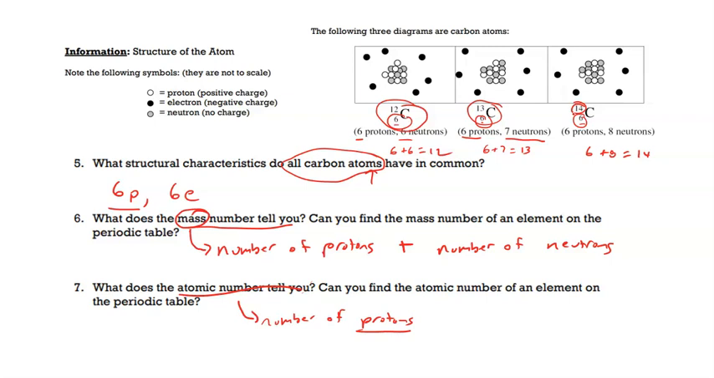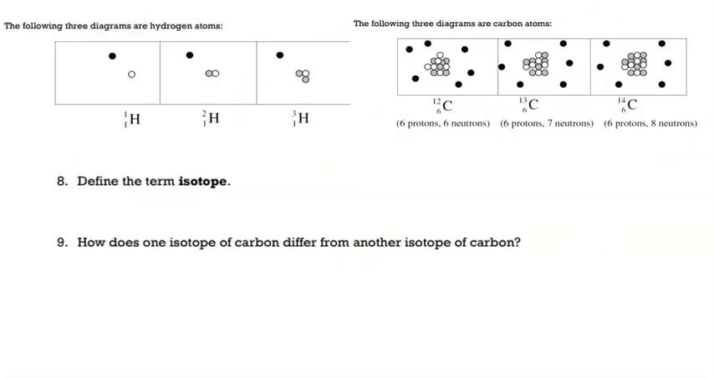But there are different varieties of atoms, and we're going to give those varieties a name here in just a minute. They're the same type of atom, right? They have the same number of protons, but they can vary in the number of neutrons. All right. Let's move on.